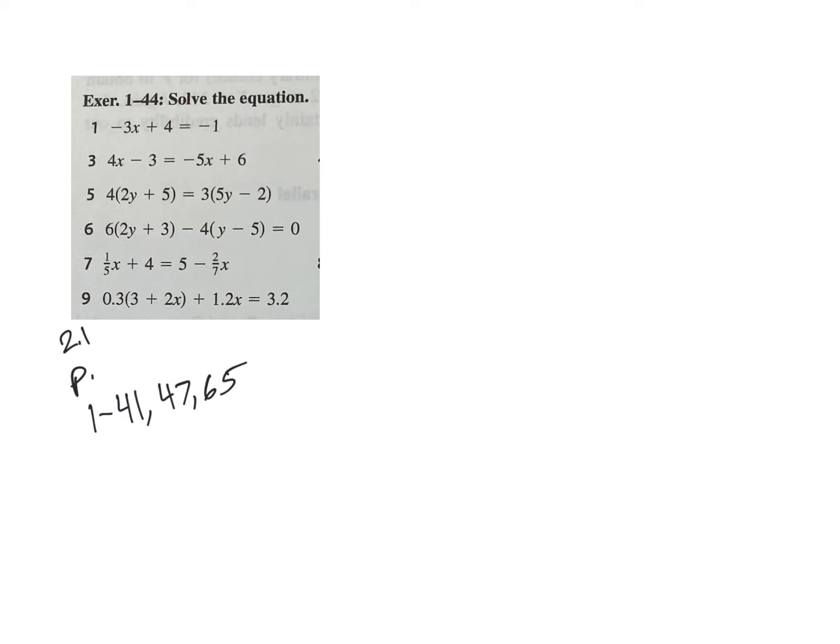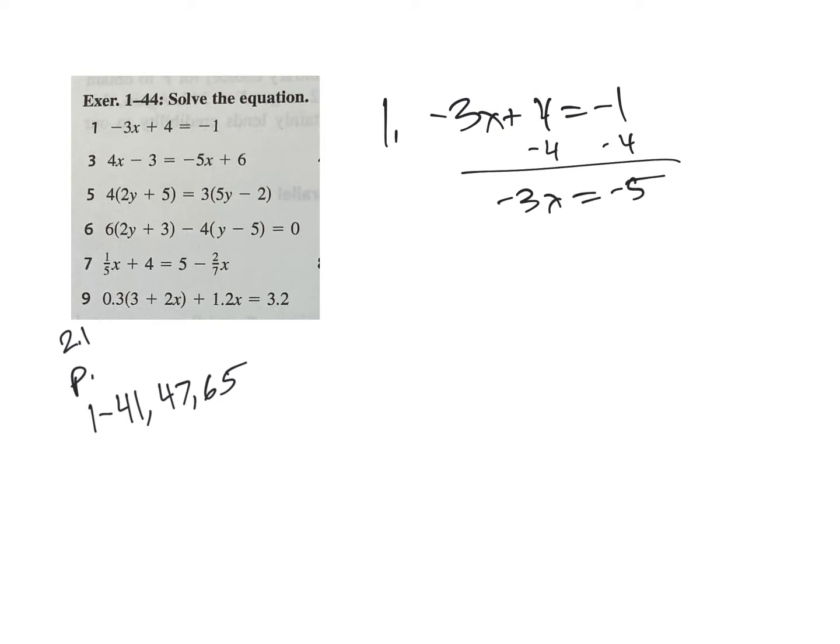Okay, welcome to 2.1. Solve the equation. Number 1, negative 3x plus 4 is equal to negative 1. Again, this is just basic algebra 1. Negative 3x equals negative 5, divided by the negative 3. Negative over negative is a positive. That's 5/3.